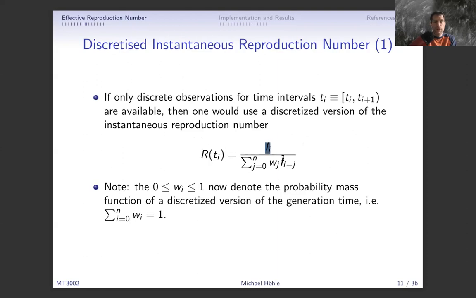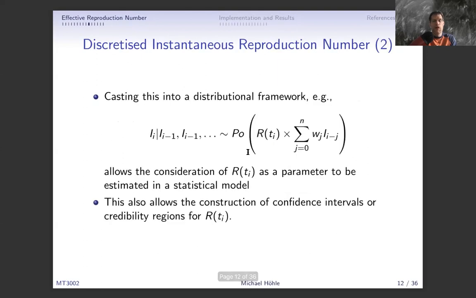We have data for this, and we can compute this, but often what you want to do is also cast this into a distributional framework and say, can we say something with a distribution, because this will then make the R of t_i a parameter in a statistical model, and then we can use the entire tool set which you either already know, or, if you're interested in statistics, will learn more about as you progress through your studies.